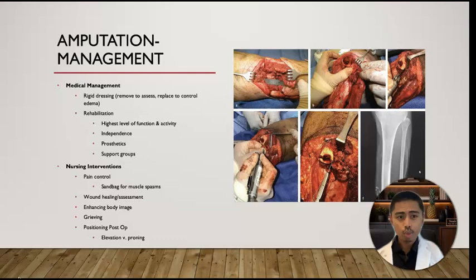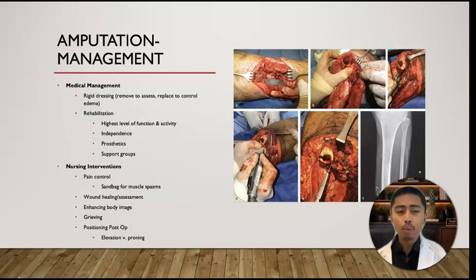For the nursing interventions, we have to make sure we control their pain as well as phantom pain. We can use sandbags for spasms as ordered. This is because when amputations occur, muscle tissues get damaged, which can lead to muscle spasm. And when we put sandbags or pressure on those muscle spasm areas, that can help reduce that, which can ultimately reduce pain.